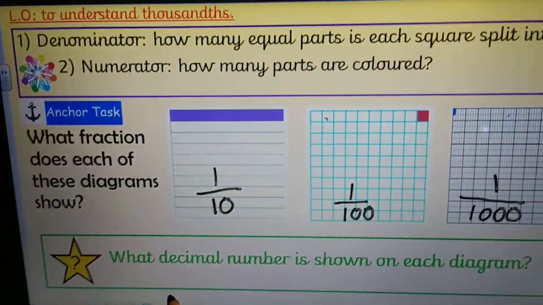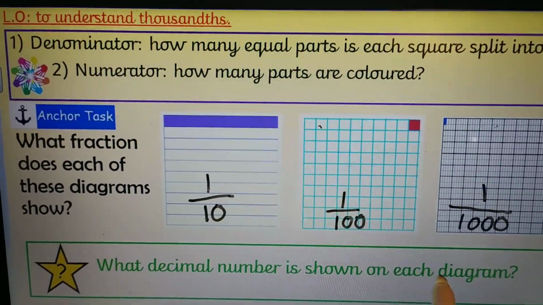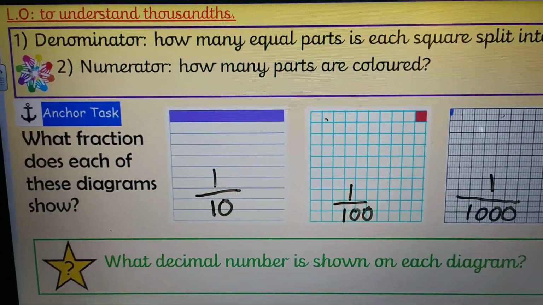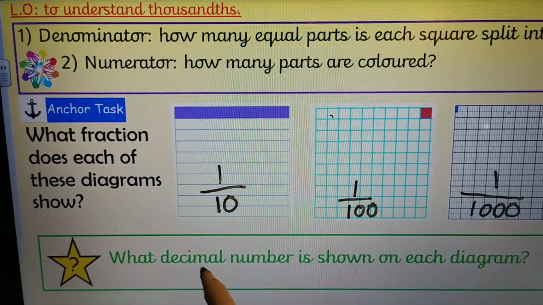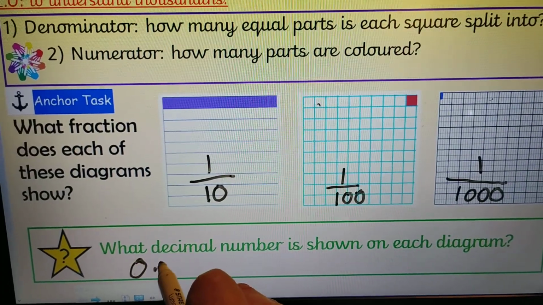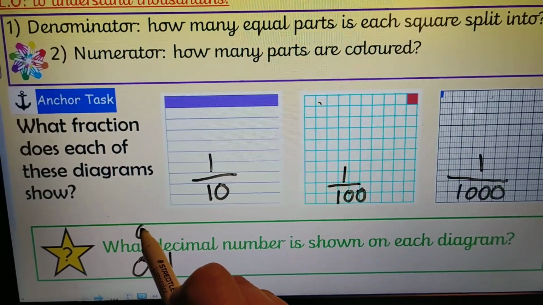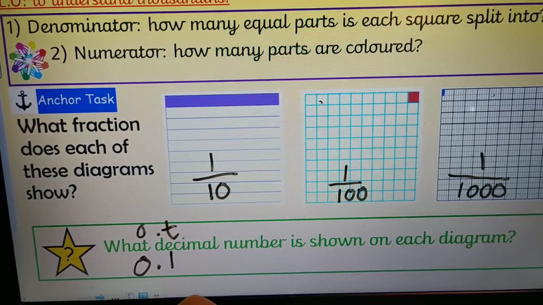So then your challenge down the bottom here, and this links to our whole lesson really, is what decimal number is shown on each diagram. So here we've got 1/10. You think back to yesterday's work, we would write 1/10 as 0.1. Here's our ones column, the decimal point, and our tenths column.